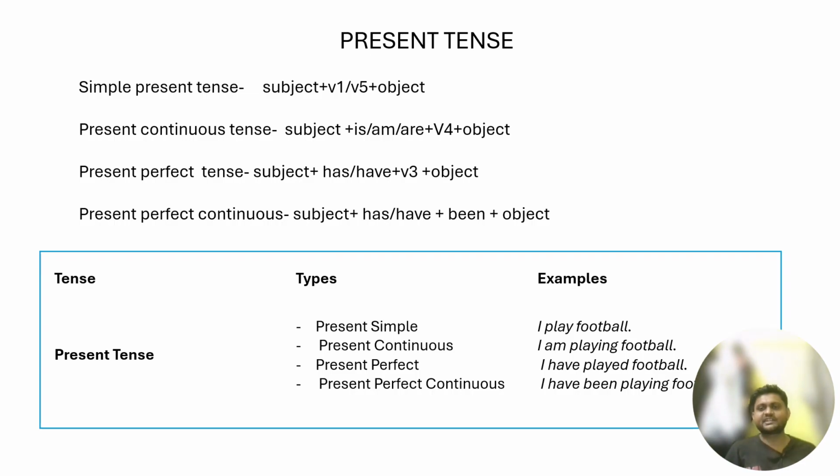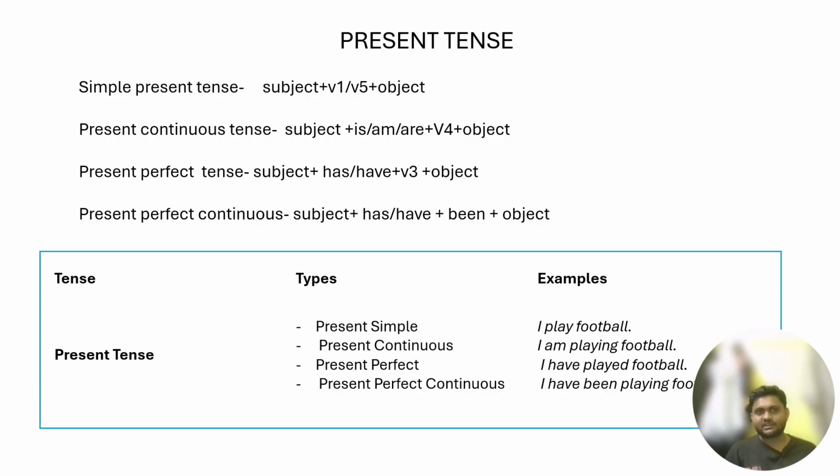So first we will start with present tense. There are four types of present tense. First is simple present tense. The second is present continuous tense. The third is present perfect tense. And the fourth is present perfect continuous tense. All the tenses have different forms, and the knowledge of verbs is very important in understanding the tenses.